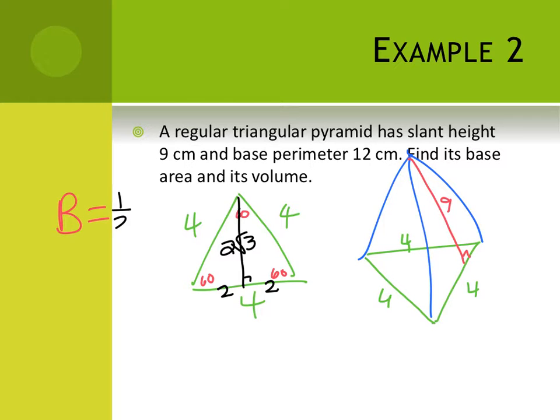So this is a triangle, which would be 1/2 the base times the height of the triangle. I'm still just focusing on the base, which would be 1/2 times 4 times 2 root 3. And then the 1/2 and the 2 cancel out, and the base area is 4 root 3.